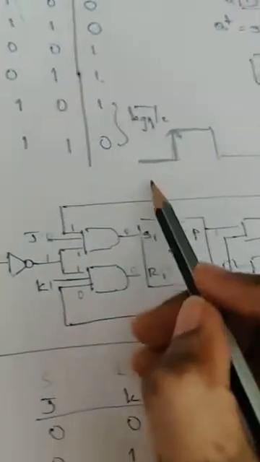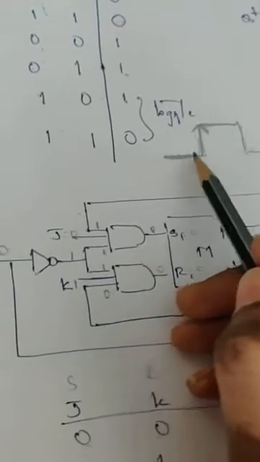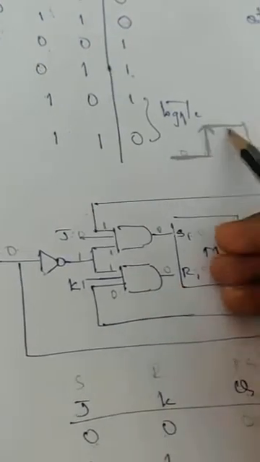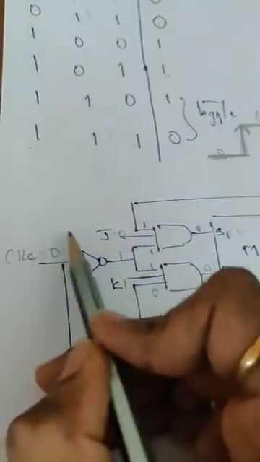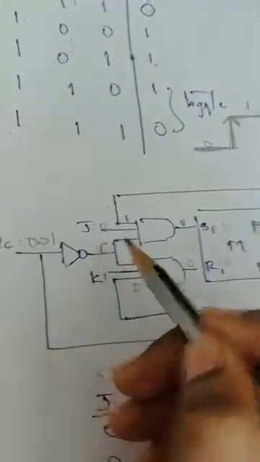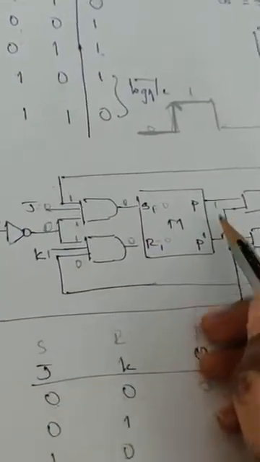Once the clock is 0, when the clock moves from 0 to 1 like this, it will change to 1. Then this will become 0. This part of the operation will be deactivated. So P is 1 and P bar is 0.